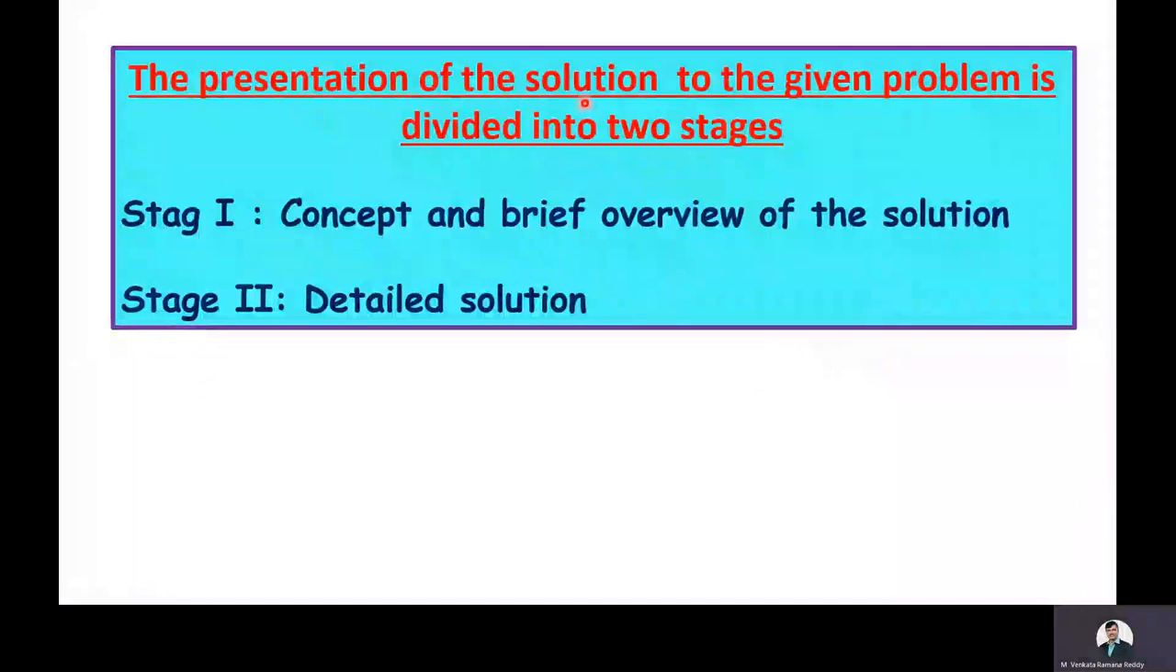The presentation of the solution to the given problem is divided into two stages. Stage one is giving the concept and a brief overview of the solution. And in the second stage, we go towards the detailed solution for the given problem. Now we'll move towards stage one, that is, the concept and brief overview of the solution.